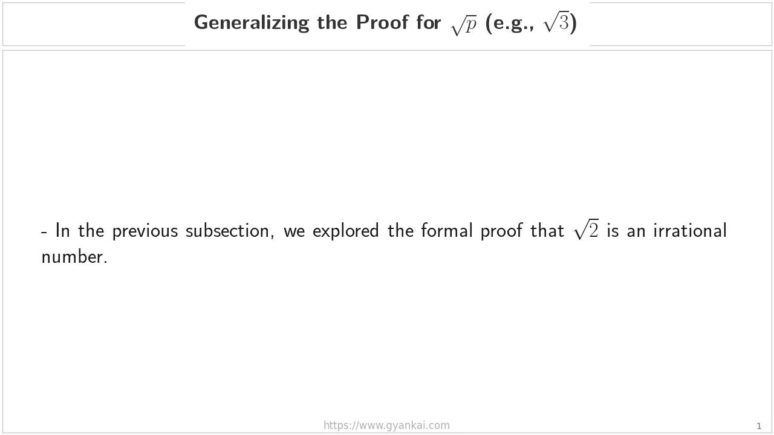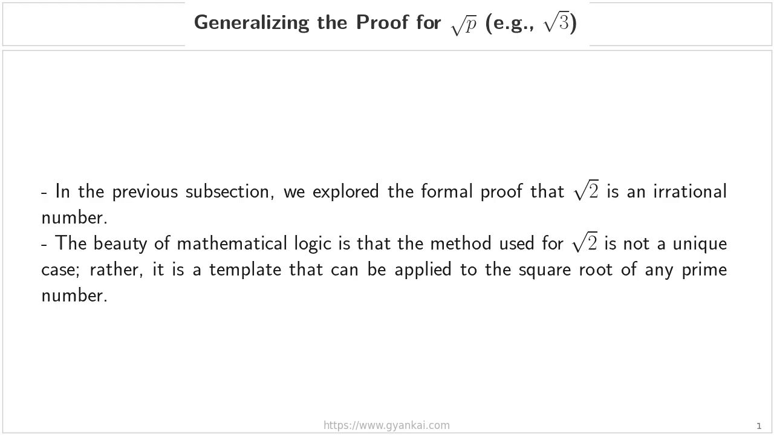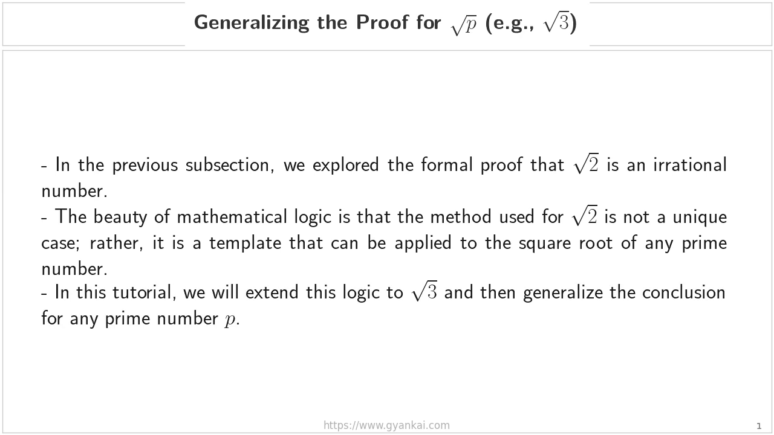Welcome back, everyone. In our previous lesson, we walked through the formal step-by-step proof demonstrating that the square root of 2 is an irrational number. Now, you might be wondering if that specific method only works for the number 2. Well, the beauty of mathematical logic is that the method we used for the square root of 2 isn't just a one-off case. Instead, it serves as a universal template that can be applied to the square root of any prime number. So, in today's tutorial, we are going to extend that exact same logic to the square root of 3. And from there, we will generalize our conclusion to prove it works for any prime number, which we'll call p.